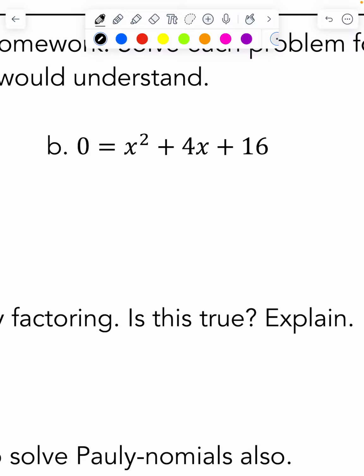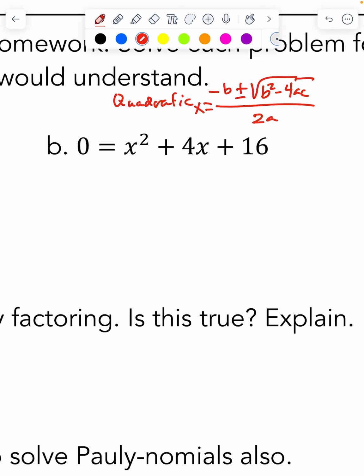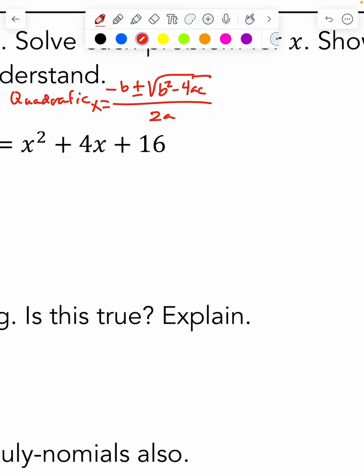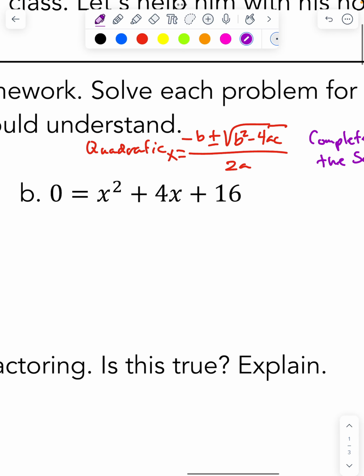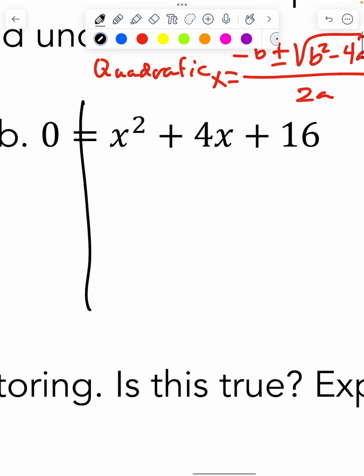So I have two methods. I could use quadratic formula, and that's where I have negative b plus or minus square root of b squared minus 4ac over 2a, and that will give me what I need for x. Or I could do complete the square. Now, both methods will give me an answer that will be the same. And I'm going to use complete the square, but you could do it with quadratic. So complete the square, I'm going to subtract 16 first from both sides. And when I do that, I get negative 16 equals x squared plus 4x.